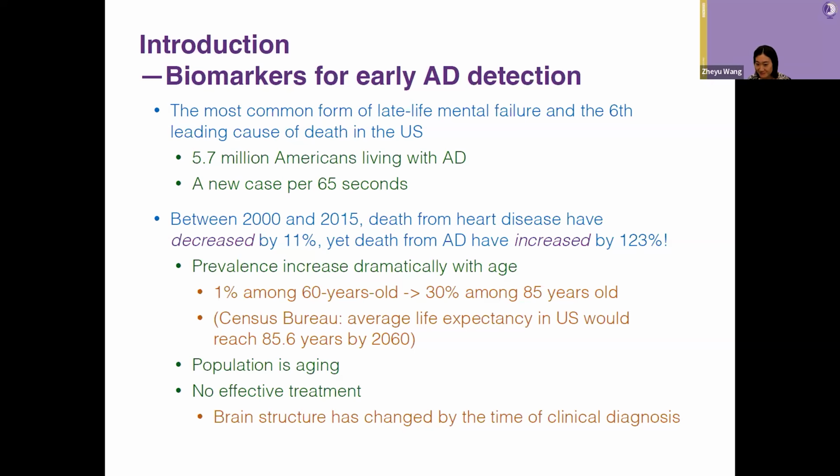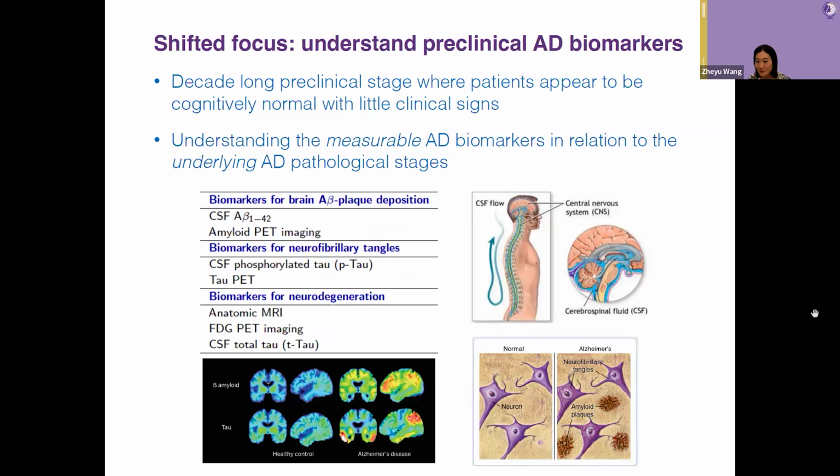Next slide, please. Because as we mentioned, these patients appear to be cognitively normal. So what we can detect is the biomarkers inside their brain and in the cerebral spinal fluid, or use MRI biomarkers to reveal potential pathological change. Next slide, please.